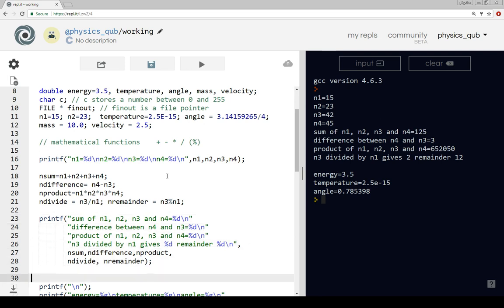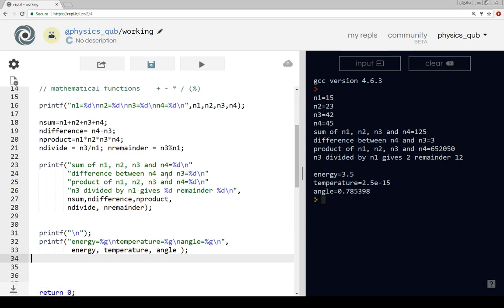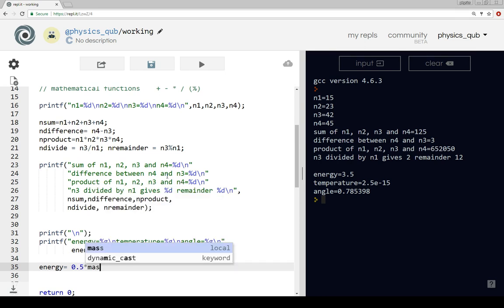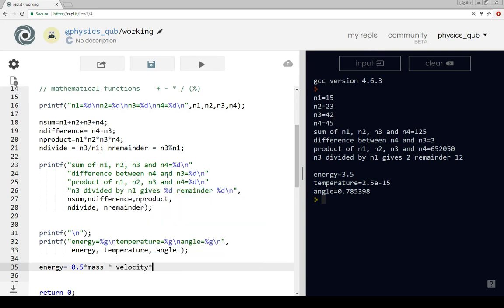First thing we're going to do is, well, we'll do it down here. What we're going to do is, first of all, calculate energy, kinetic energy. So energy is equal to half mv squared, 0.5, times mass, times, I'm just going to do velocity times velocity to get v squared.